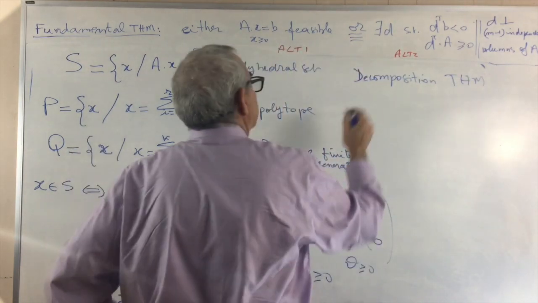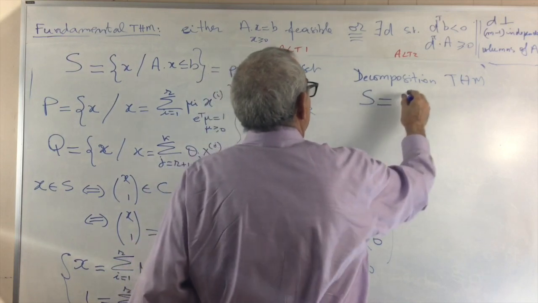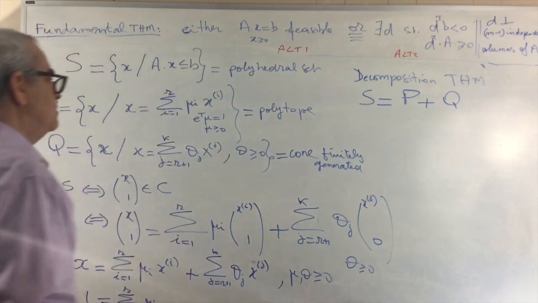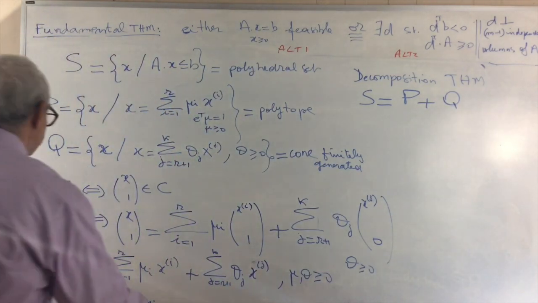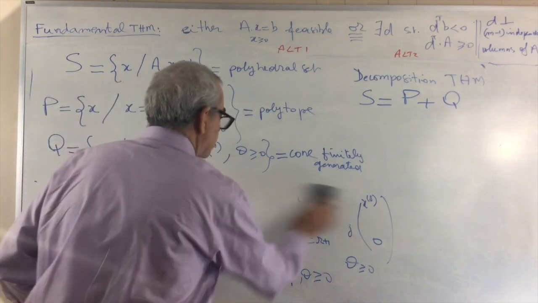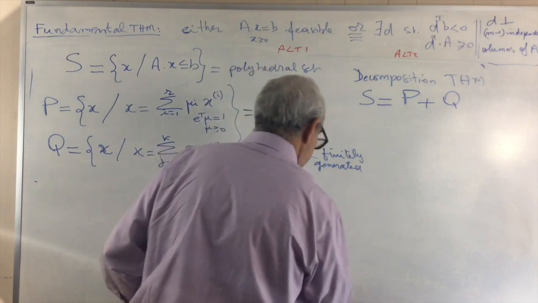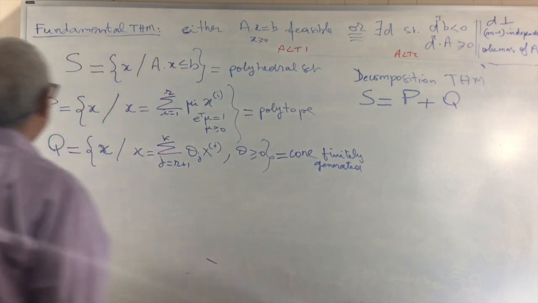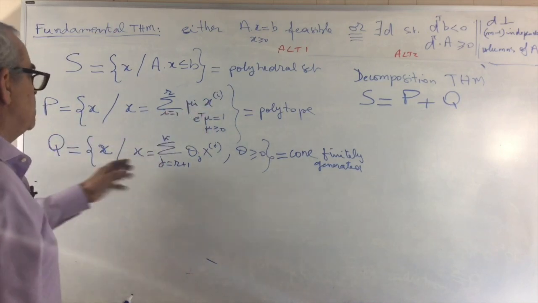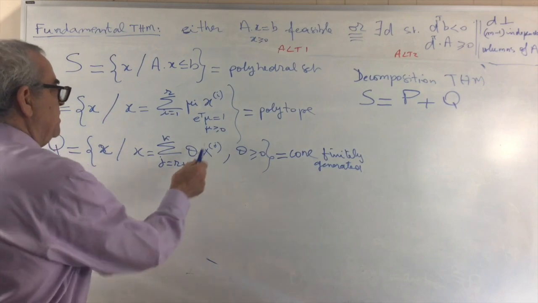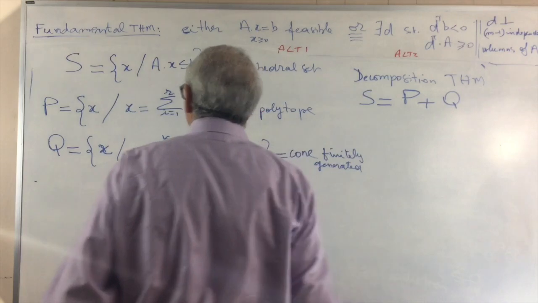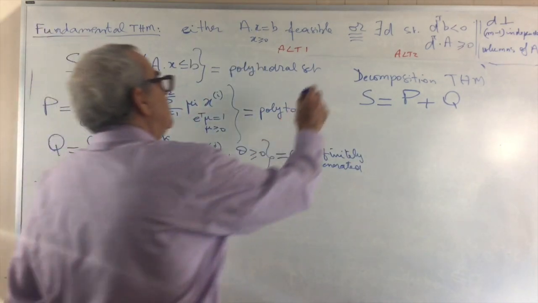Any polyhedral set S is equal to a polytope plus a polyhedral cone. Okay, so a polytope is just the convex linear combination of a set of vectors, and the cone is the cone generated by a finite set of vectors. So any polyhedral set can be decomposed this way. So that's the general theorem.